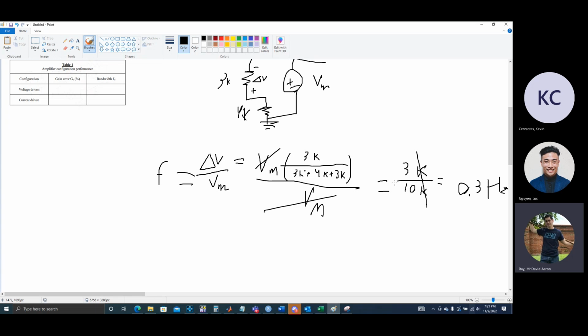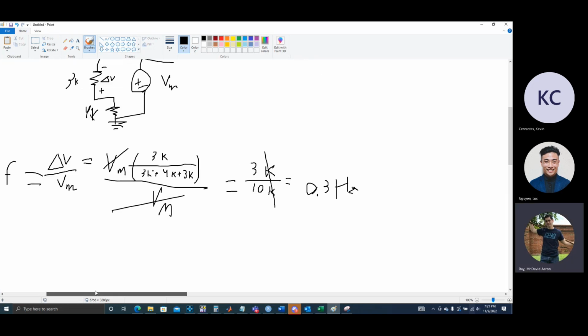So from there, oh wait, he's using F in a different way. So this isn't frequency. This is a feedback function. So it's not actually hertz.